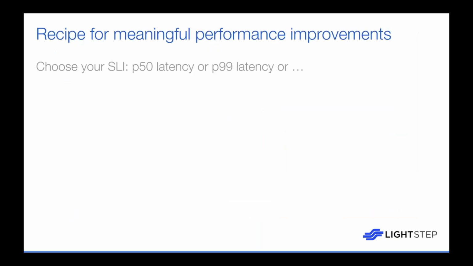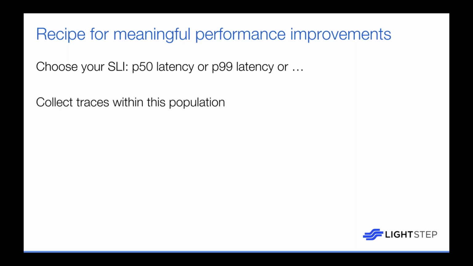So, kind of a recipe for doing meaningful performance improvements. First, choose the thing that you're actually trying to improve. I said latency, but really it's got to be a lot more specific than that. Maybe you're talking about 50th percentile latency, sort of median case, great. So choose that. Maybe you're just worried about P99 latency. Maybe there's other things, but really be super precise in what you're trying to improve.